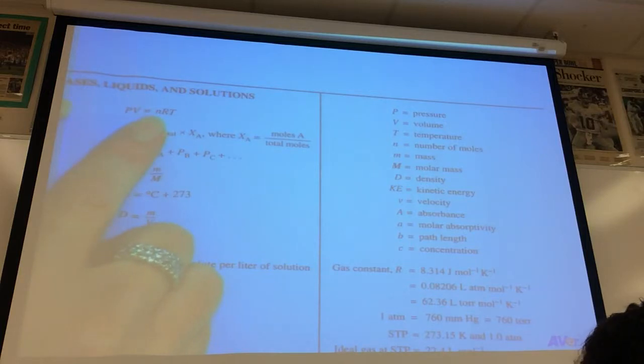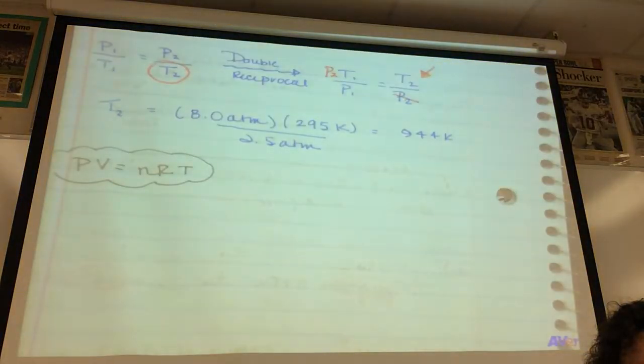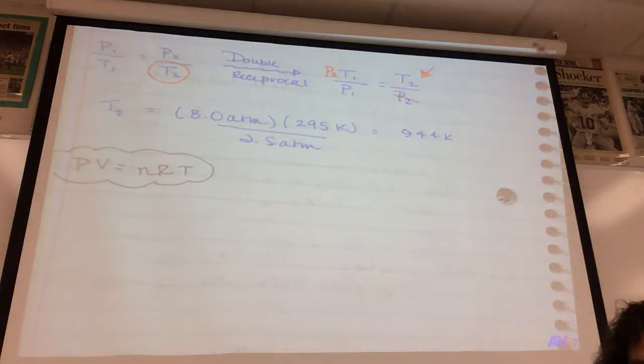You know there are variations of the ideal gas law. Instead of putting moles in, you can put mass over molar mass. So you don't have to memorize everything. It's here. And you also can integrate density in there. Let me remind you of how.